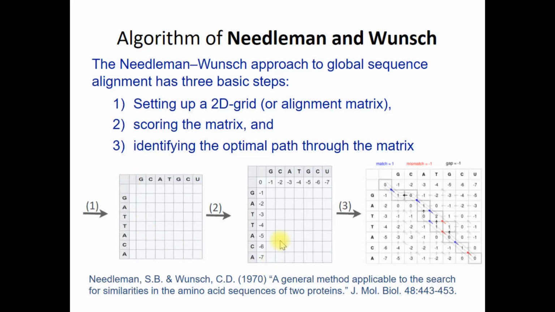The second step is to get the scores into the matrix based on some substitution matrix or scoring matrix. The third step is to identify the optimal path through the matrix. And I strongly recommend you read the paper published by Needleman and Wunsch in the Journal of Molecular Biology in 1970.